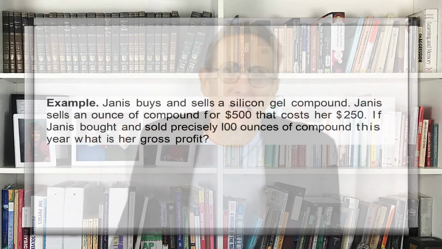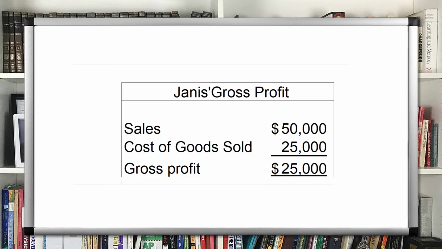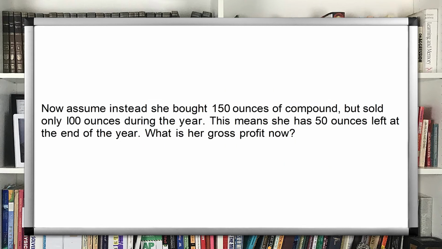Here's an example. Janus buys and sells a silicone gel compound used in the production of cosmetic surgery implants. Assume that Janus can sell an ounce of compound for $500 that costs her $250. Let's say Janus bought and sold precisely 100 ounces of compound during the year. What is her gross profit? Now change the scenario and assume she bought 150 ounces of compound but sold only 100 ounces during the year. This means that she has 50 ounces left. What is her gross profit now?